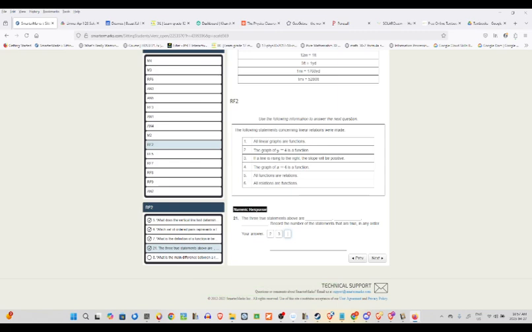All functions are relations. True. We hope 6 is false because we're out of boxes. All relations are functions. That is false. So remember, functions are a type of relations. It's like functions are apples and relations are fruit. All apples are fruit. Not all fruits are apples.